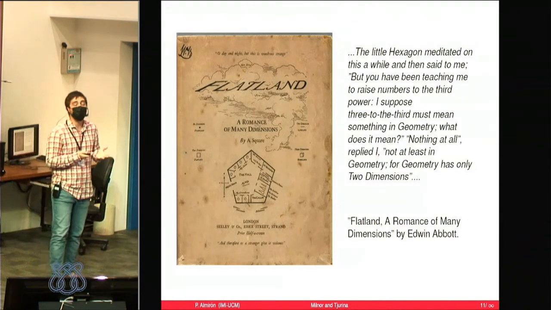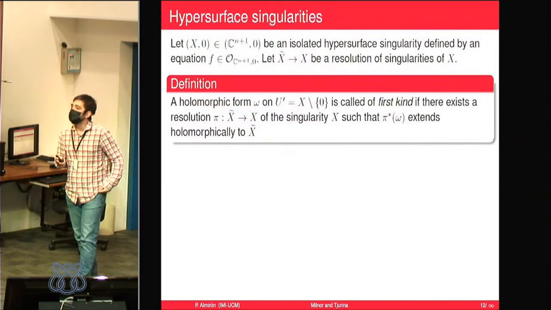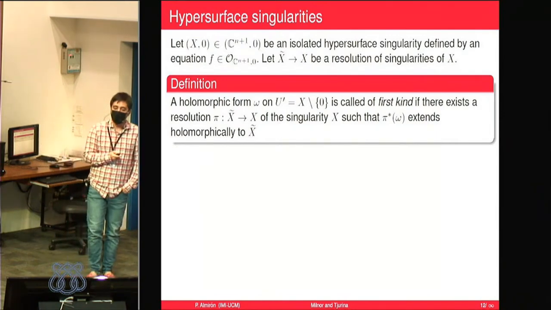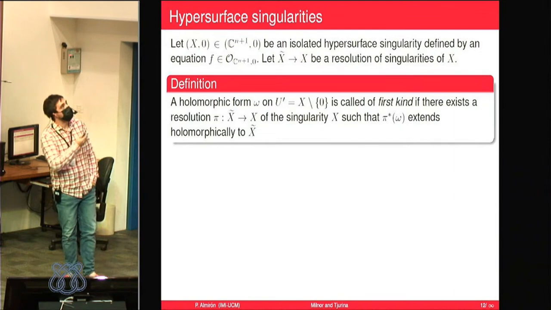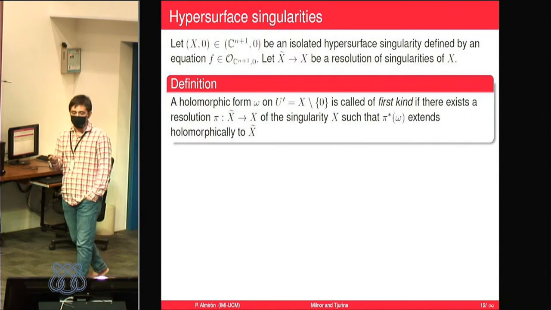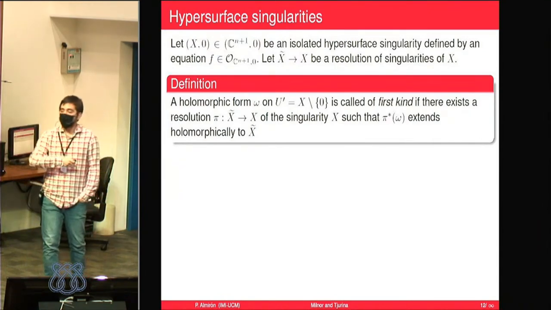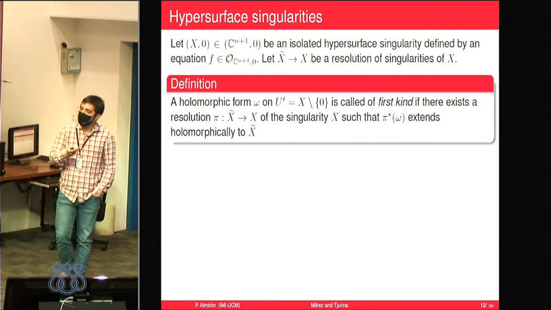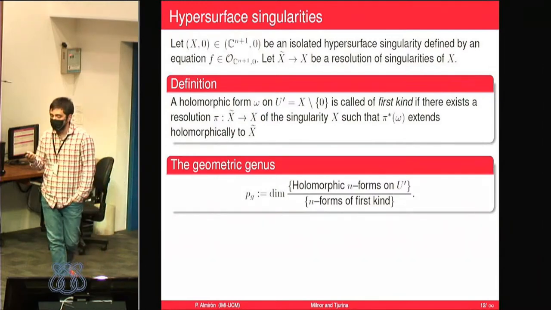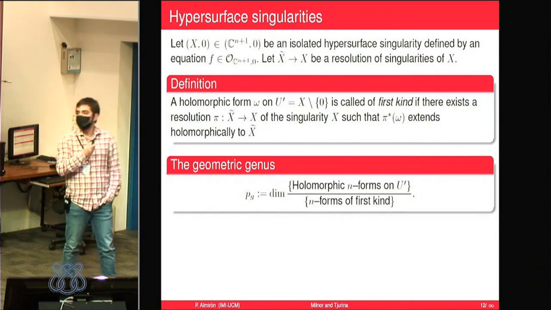And that's exactly what we are going to do. We are going to move to more general hypersurface singularities. And for more general hypersurface singularities, we can define another important invariant. So let us put ourselves in this setting. We consider an isolated hypersurface singularity and a resolution of singularities. A holomorphic form is called of the first kind if you can extend the form to the whole resolution. Defining holomorphic forms of the first kind, we can define a very important invariant, the geometric genus. And the geometric genus can be defined as the complex dimension of this quotient.